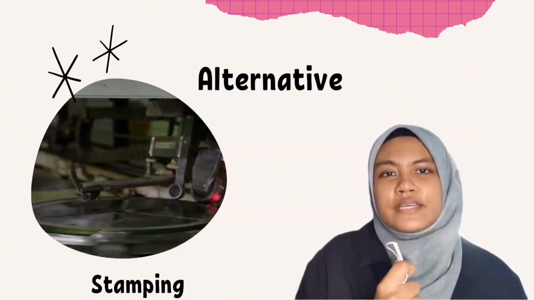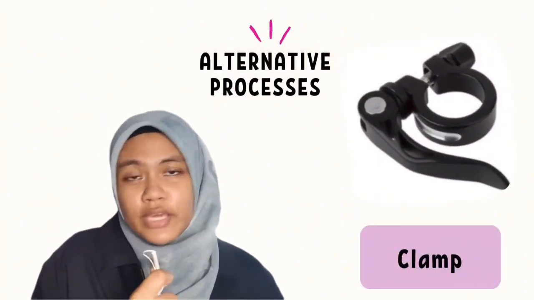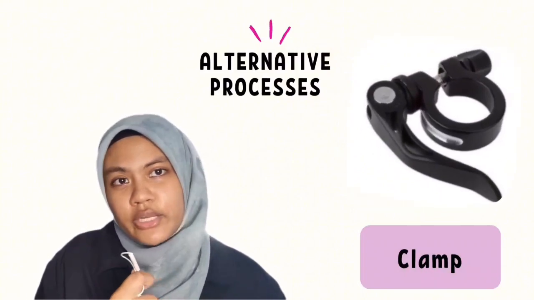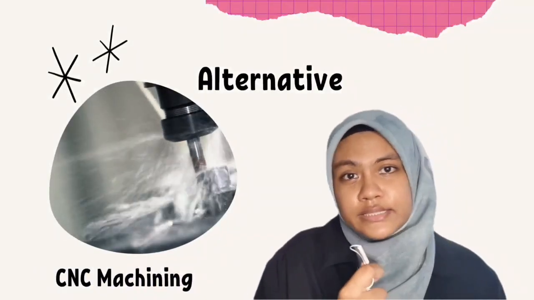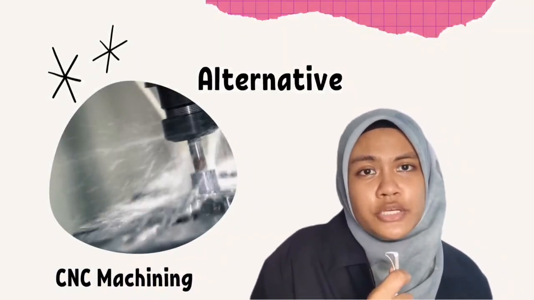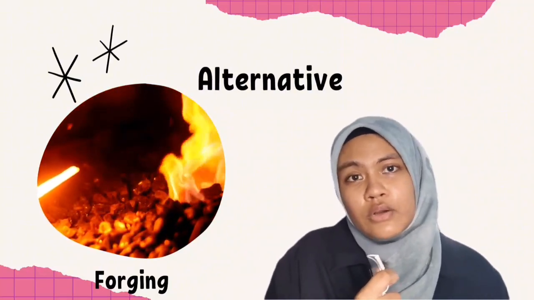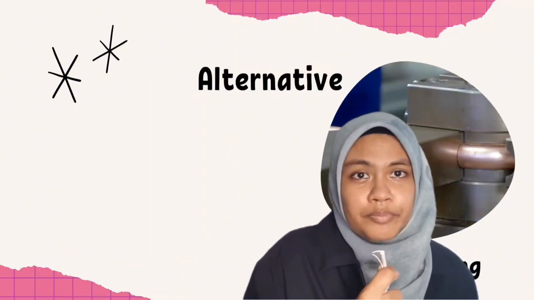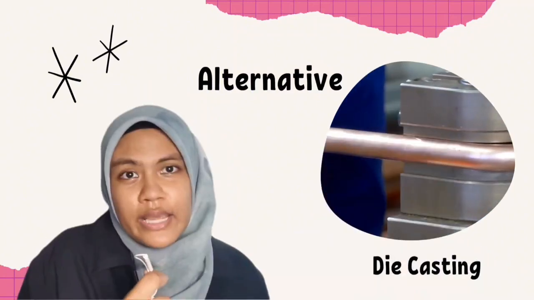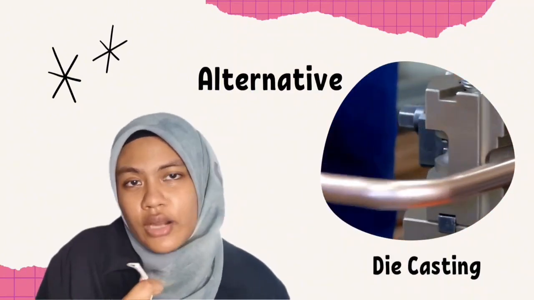The fourth part is the clamp. You can use CNC machining, which enables intricate and precise designs. The second alternative is by using forging, which produces robust parts, and then machining follows for accuracy. Or thirdly, you can use die casting. This technique can be used to create clamps made of zinc or aluminum.